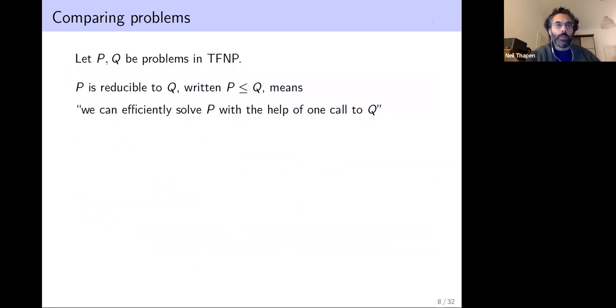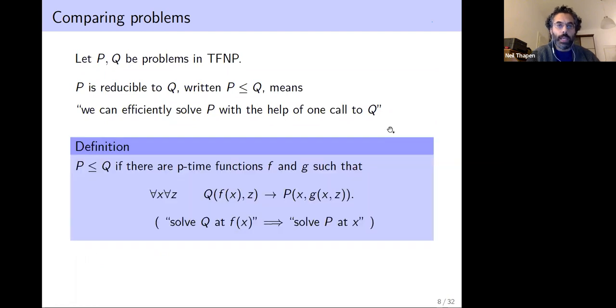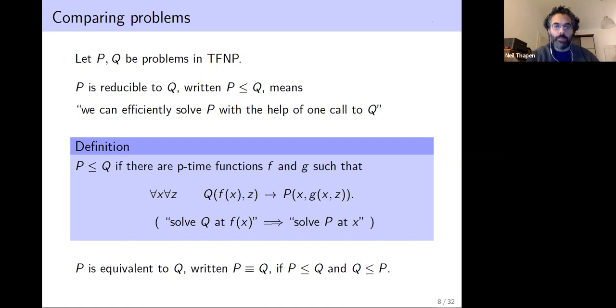So we can compare two problems. If we have problems P and Q, we say P is reducible to Q if we can solve P with the help of one call to Q. And formally that looks like this. We have these helper functions f and g. So we want to solve P at x. So this says that we get an instance f(x) of Q. And if we can get a solution to Q, then we can, again in polynomial time, make that into a solution for P. So we solve Q here to solve P here. And it's equivalent if you have this reduction in both directions.